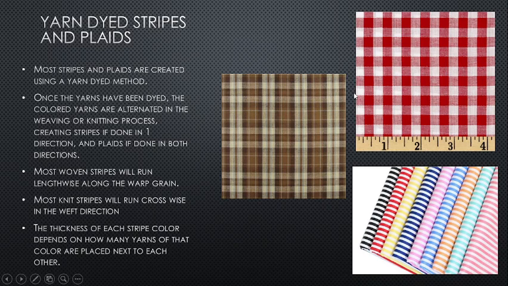If we look here, there are red yarns in the weft grain. They will run across like this. They appear pink when they are intermixed with the white in the warp direction. They only achieve a solid red color when both the warp and weft yarns intersect, creating a red square.